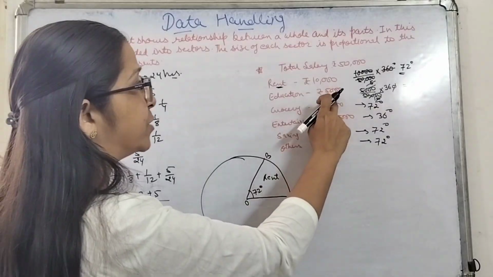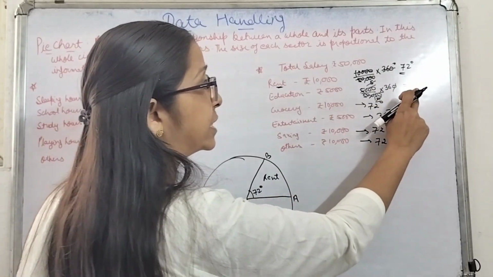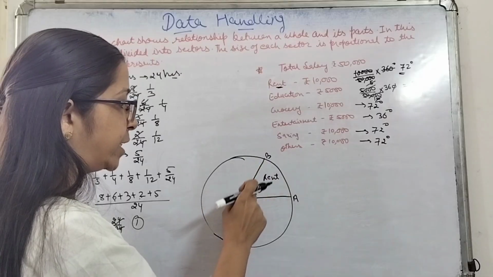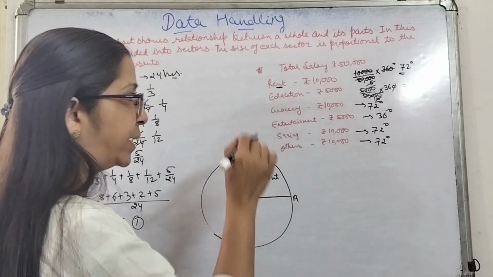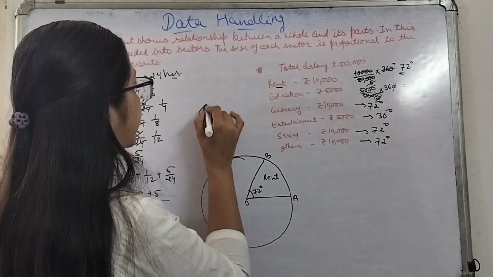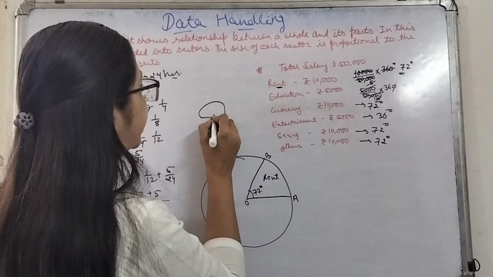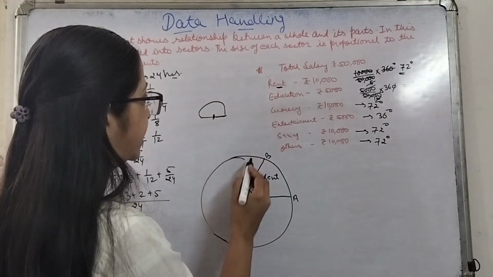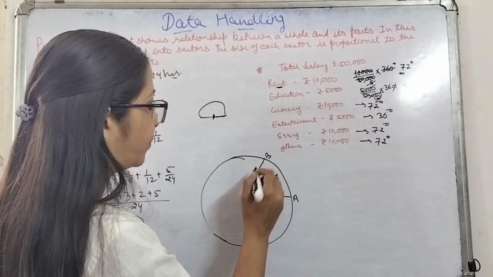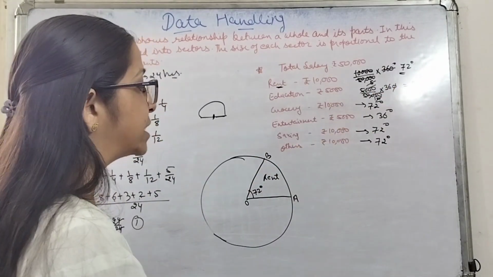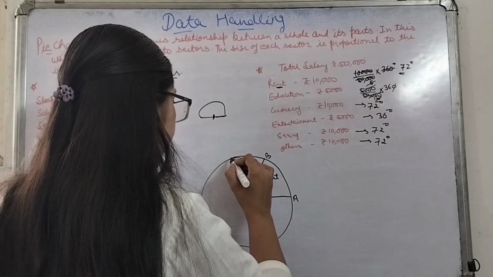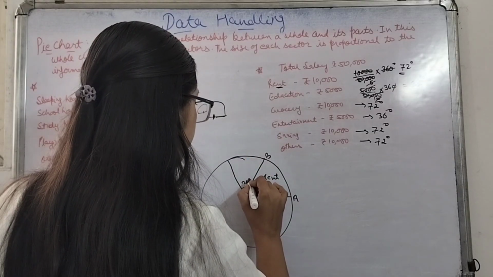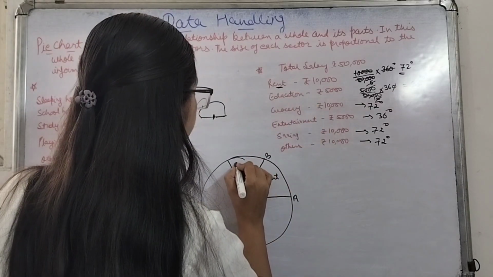Now on education, it is 5,000 and angle is your 36 degrees. Now we will be taking OB as the base. We will be keeping our line. Like this, the protractor is there, in which there is a middle line. This middle line will coincide with your O, and this line will coincide with your OB. We will be making an angle of 36 degrees like this. Central angle we will be making 36 degrees. It is showing your education.